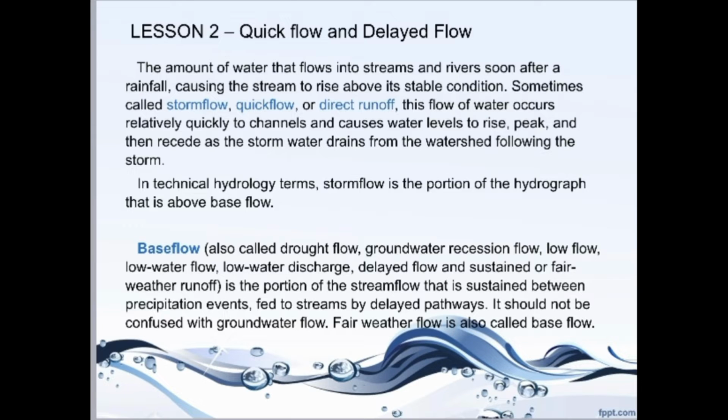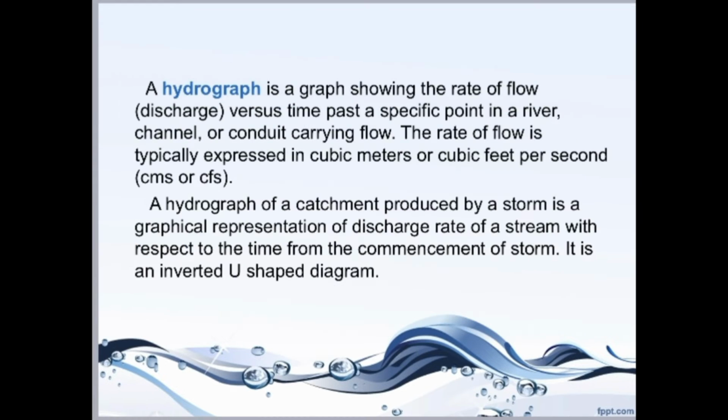So, base flow is a portion of stream flow that is not directly generated from the excess rainfall during a storm event. Next is a hydrograph. A hydrograph is a graph or plot that shows the rate of water flow in relation to time given a specific point or cross-section. The rate of flow is typically expressed in cubic meters or cubic feet per second.